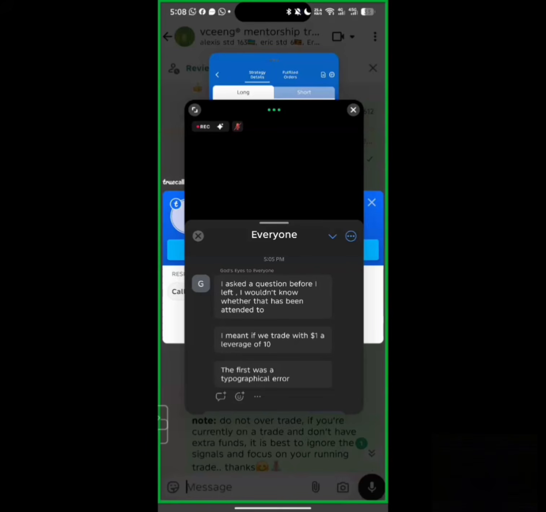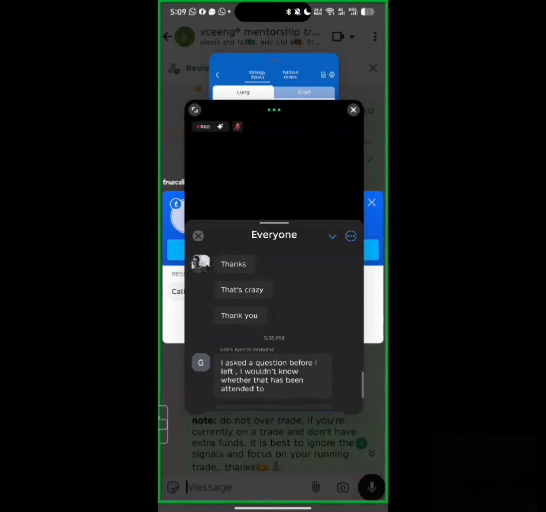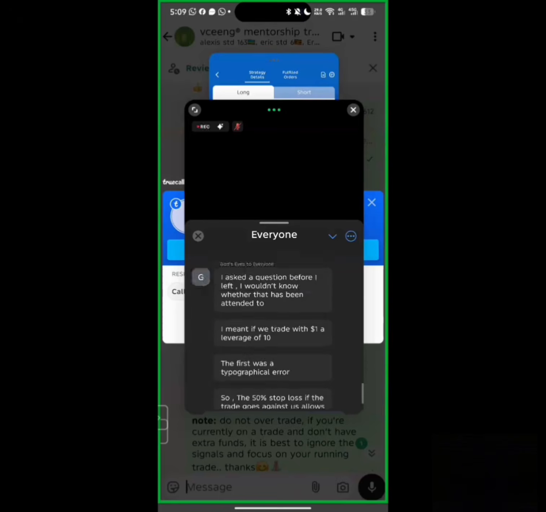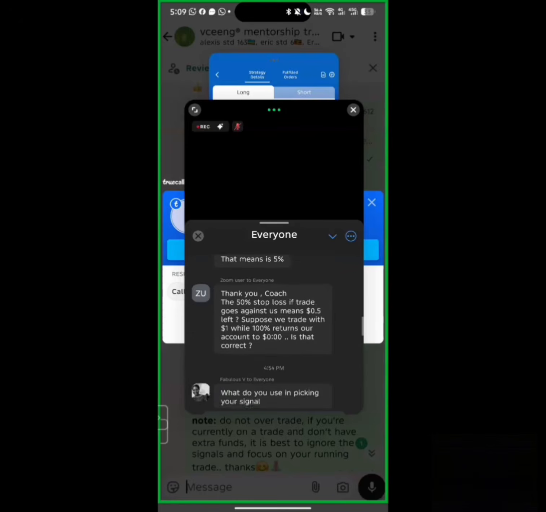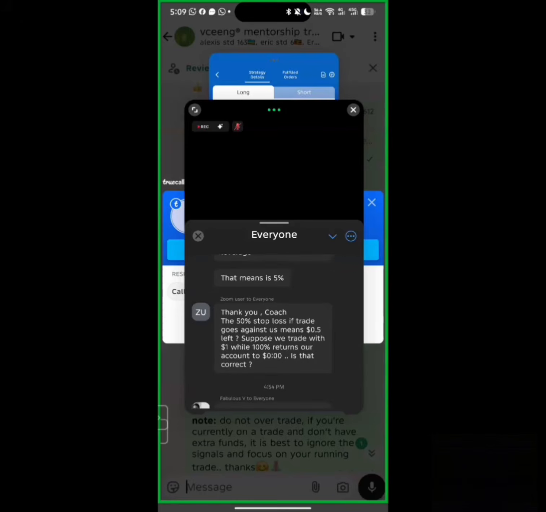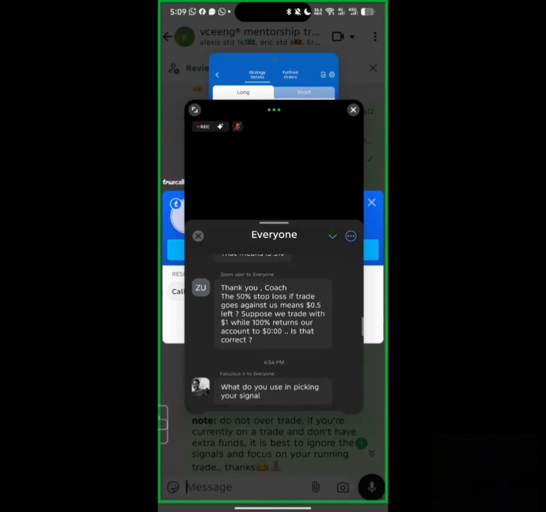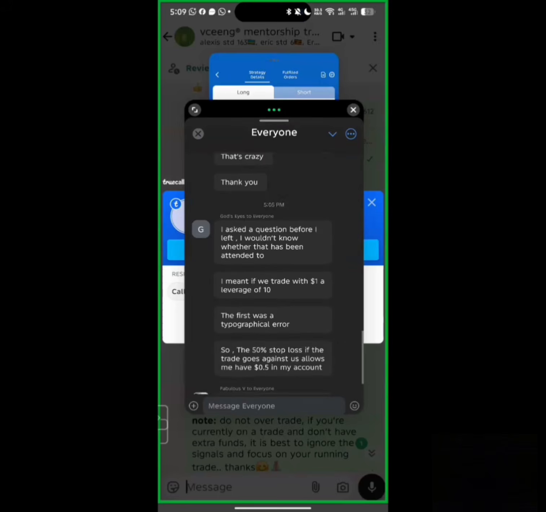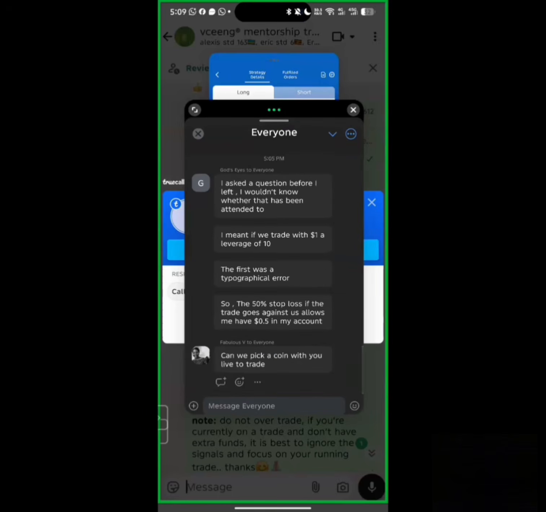Yeah, you said, I meant if we trade with $1, a leverage of 10. Yeah, if you trade with $1. Oh, okay, the typo. You trade with $1 with a leverage of 10. Yeah, but then I don't understand what you mean about the $0, right? But I hope I have explained everything.